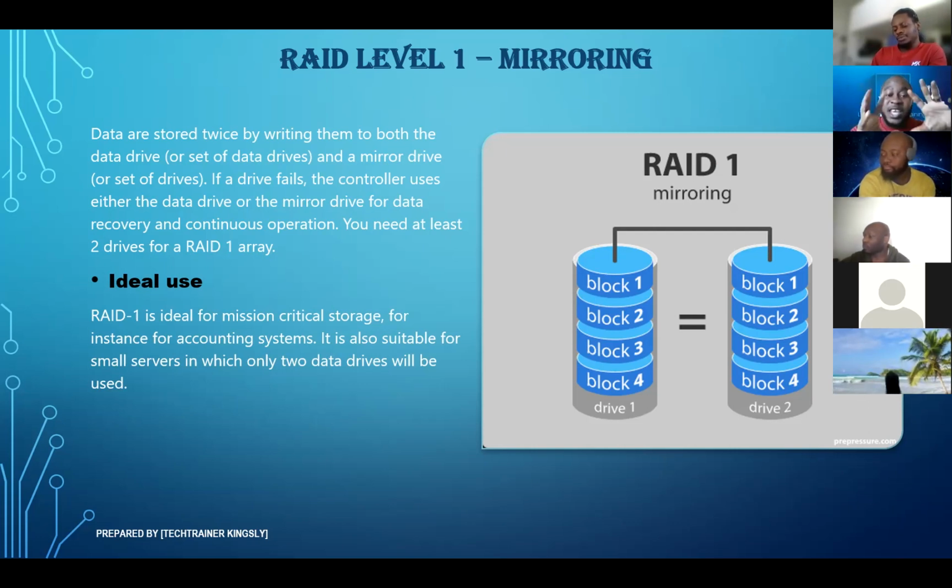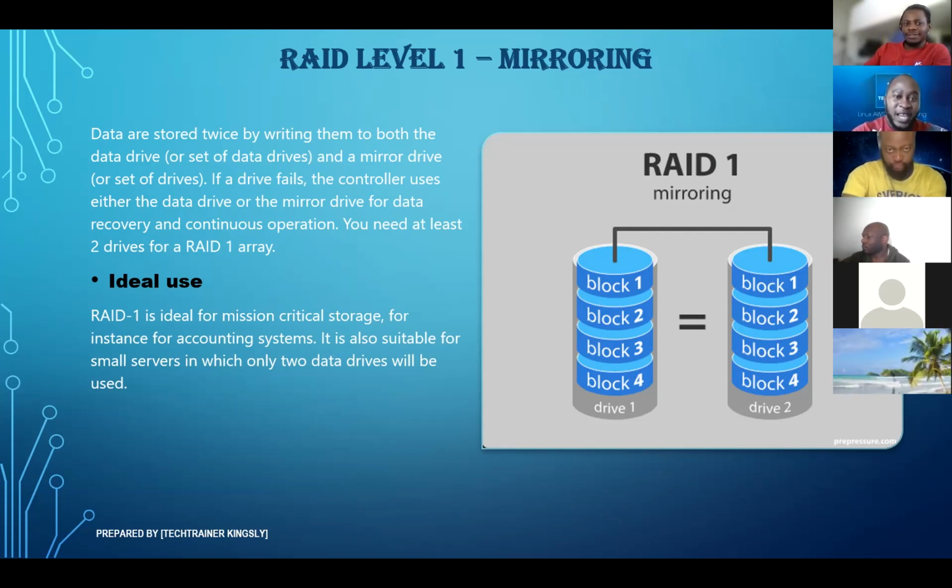So think of a mirror copy of yourself. Anything you are doing here should mirror the same thing on the other drive, so that if one drive fails, you have an exact copy of all the information on the second drive. That is a mirror. That is what you achieve with RAID 1.